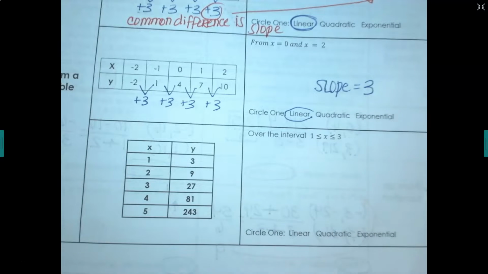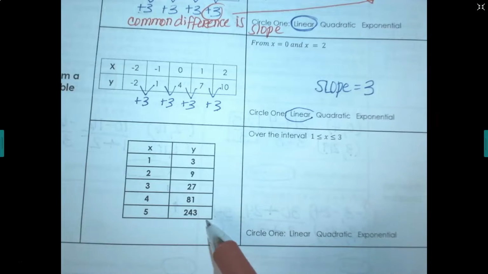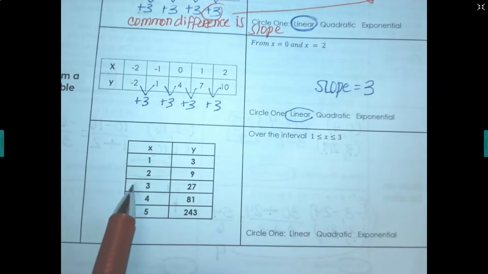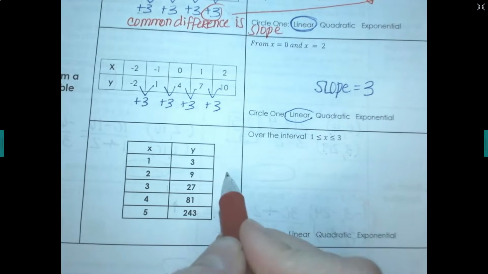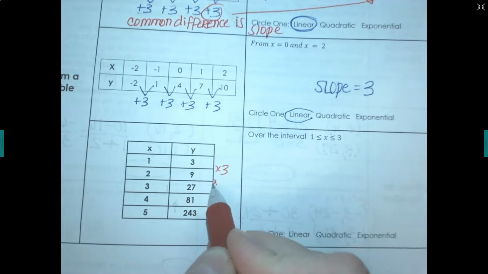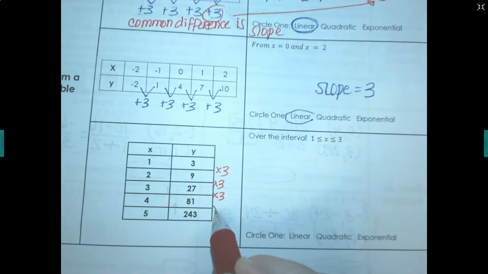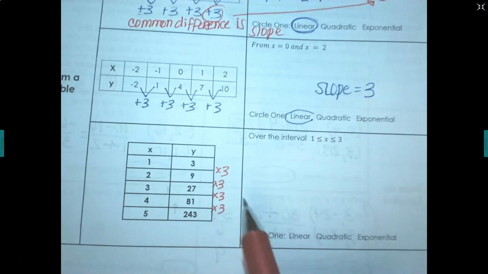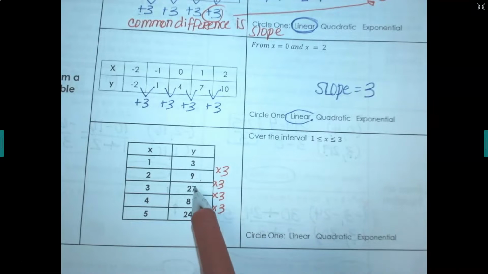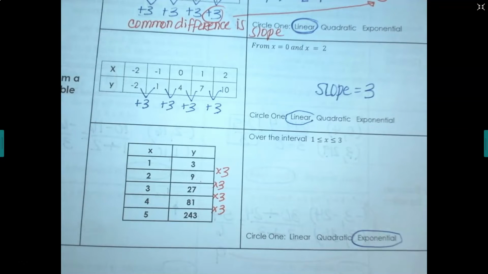Let's take a look at our last example. Looking at my pattern, I'm noticing I'm not adding, and look how fast the y values are getting bigger, but the x's are only increasing by 1 each time. So I'm thinking exponential, so I'm going to look for a common multiplication pattern, and I'm noticing each time that this is multiplying by 3. 3 times 3 is 9, 9 times 3 is 27, 27 times 3 is 81. So I know because of a common multiplication pattern, this is an exponential.